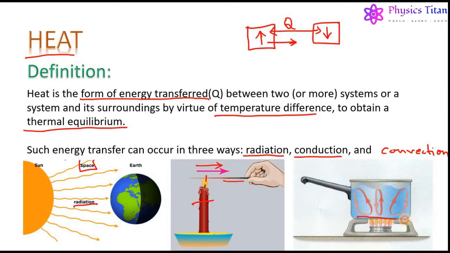So water at these points starts moving up due to the difference in density, and the water at the top portion of this vessel starts coming down because of having higher density than the water at the bottom. So a cycle gets started, and in this way the whole water in the vessel gets heated. Now these were the three ways of energy transfer due to the temperature difference between two objects.